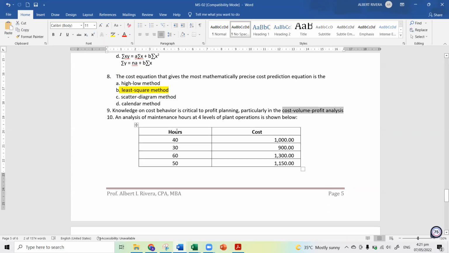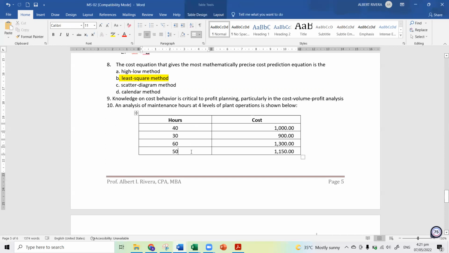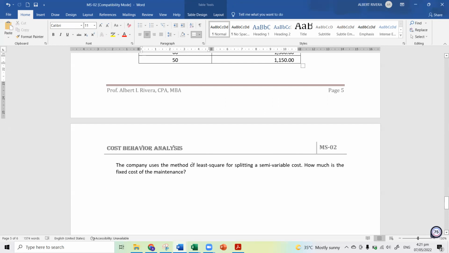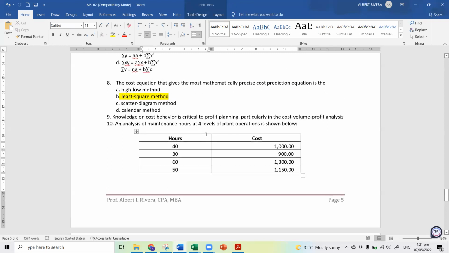Okay, an analysis of maintenance at 4 levels of plant operation shows 40, 30, 60, and 50. The problem uses the least square method, but how about if you use the high-low method here? Okay, last problem for the day. Can you please determine the level of variable cost per unit and the fixed cost? Type your answers in the chat box.